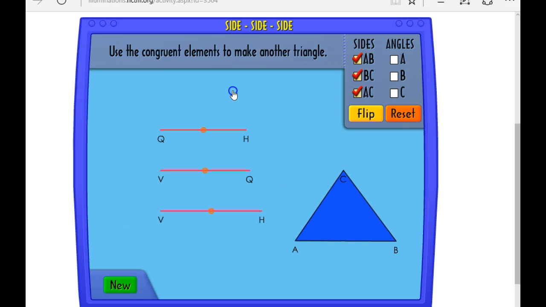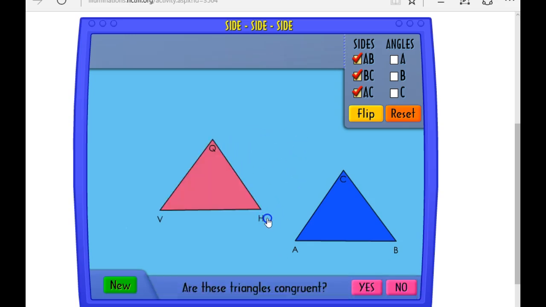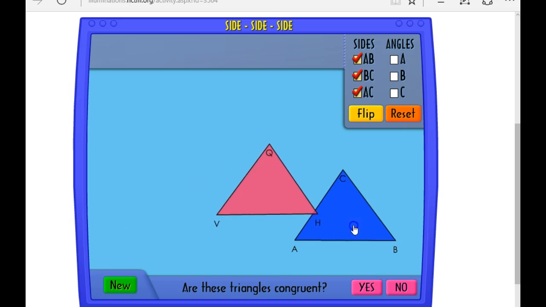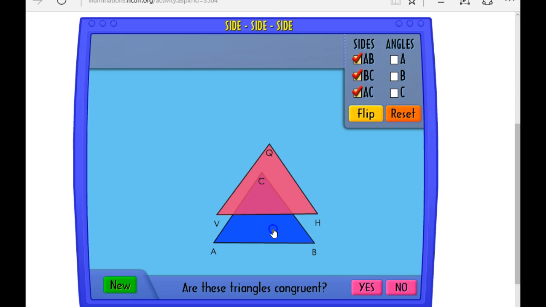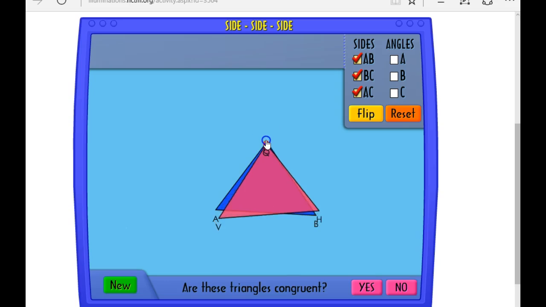Okay. Now here's the same 3 sides. I'm going to show you that it always gives you the same triangle. Okay? So I'm going to line these up. Okay? So using the same 3 sides, I made 2 triangles, and it says at the bottom, are these triangles congruent? Well, do they overlap perfectly? Yes, they do. It's a little rotated, though. That's the only thing. There we go. Alright, see how they overlap?